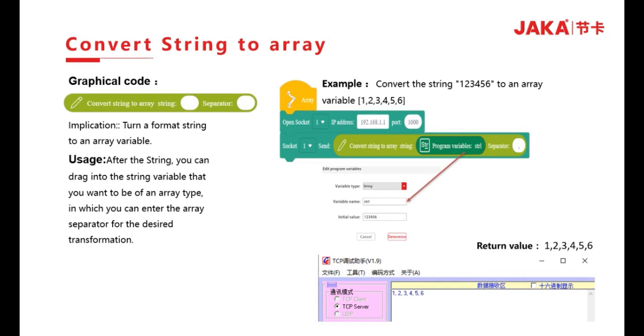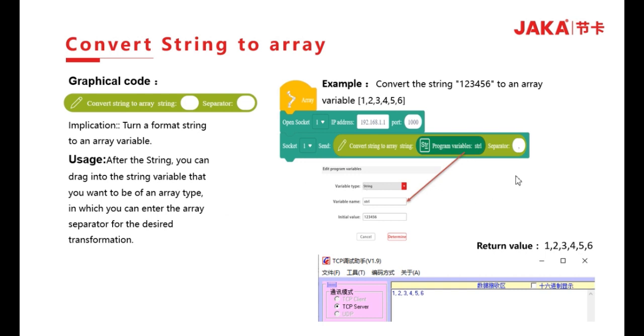Convert string to array. The action is simply to turn a format string to an array variable. Just dragging the string you want to convert and a separator for the array. On the example on the right, we want to convert the string 1, 2, 3, 4, 5, 6 to a classical array variable format is 1, 2, 3, 4, 5, 6 separated with commas.